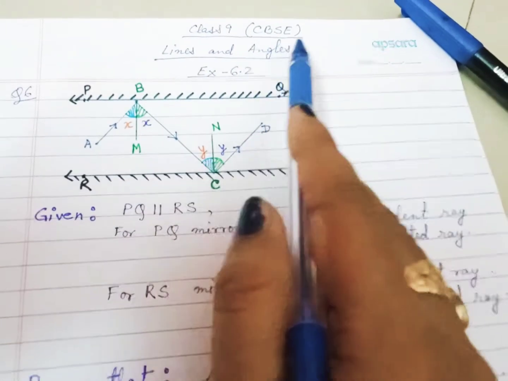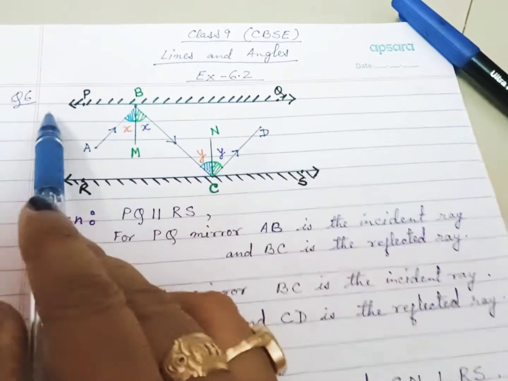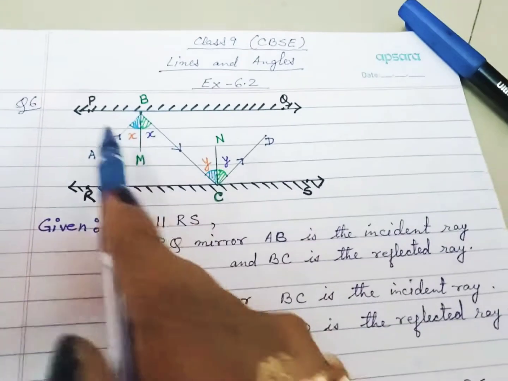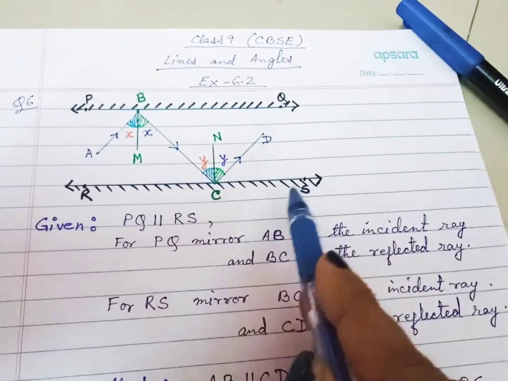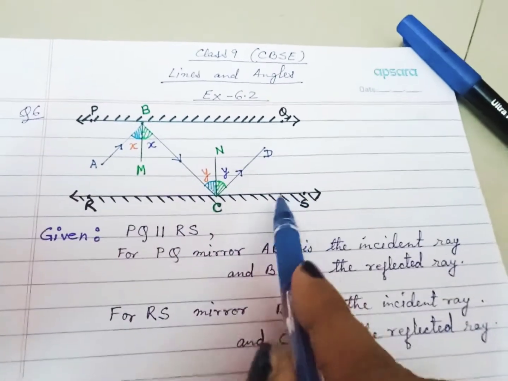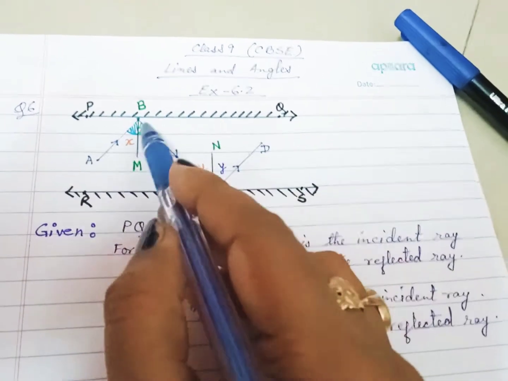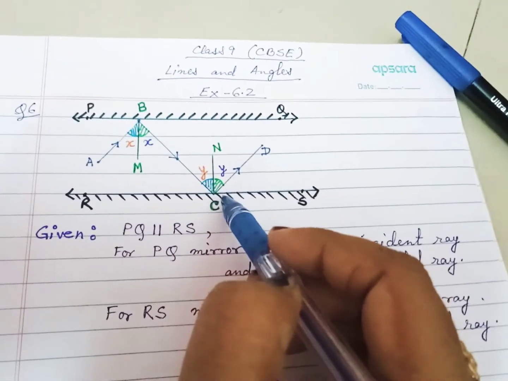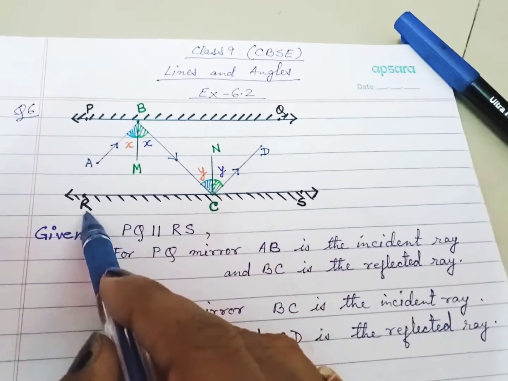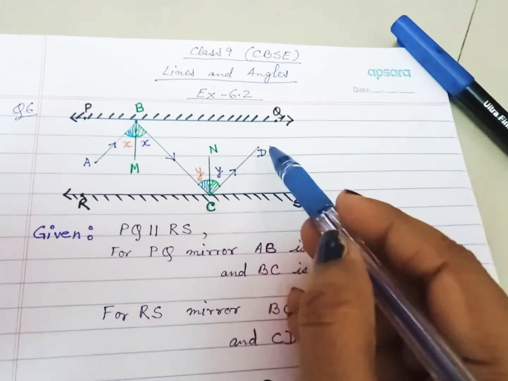Class 9 CBSE Lines and Angles chapter, exercise 6.2, question number 6. According to this question, two parallel mirrors PQ and RS are placed parallel to each other, and AB is the incident ray for mirror PQ and BC is the reflected ray. This BC strikes again on the mirror RS and is reflected back as CD.